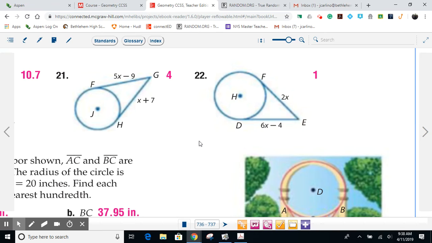Okay, 22. What are FE and DE? Because they're tangents drawn to the same point, they are congruent. So 2x and 6x minus 1, what can I do with them? Set them equal. So 2x equals 6x minus 4. Solve for x and you should get 1. Okay, two tangents drawn to the same point are congruent. Anything else?